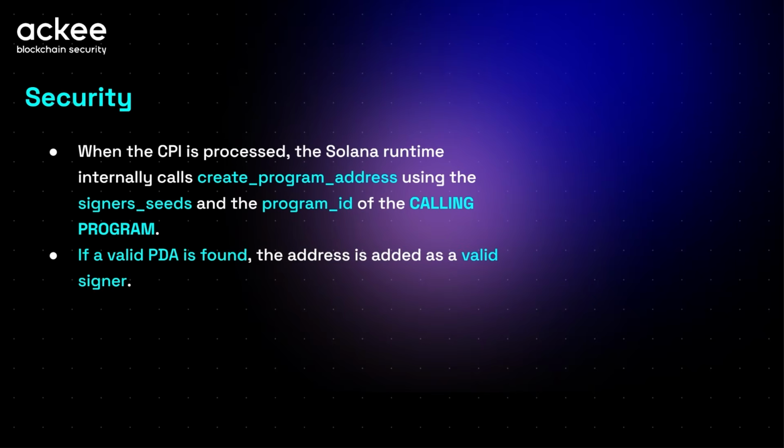And yes, basically, if a valid PDA is found, so again, the runtime calls the create program address using the seeds, the bump, and the program ID. If the valid PDA is found, the address is added as a valid signer. That means you can actually sign, I do not want to say transactions, but you can sign cross-program invocations on behalf of the program-derived address. So it is used really often on Solana.